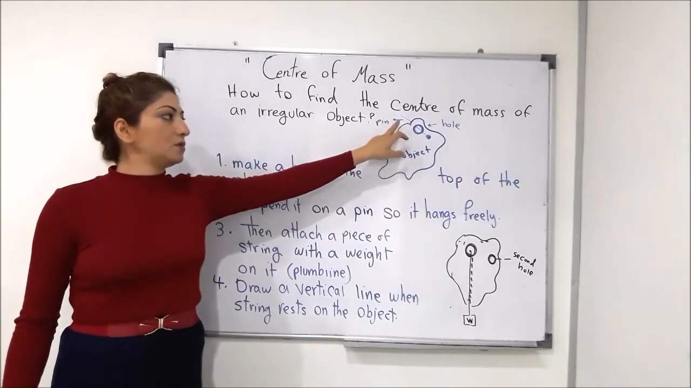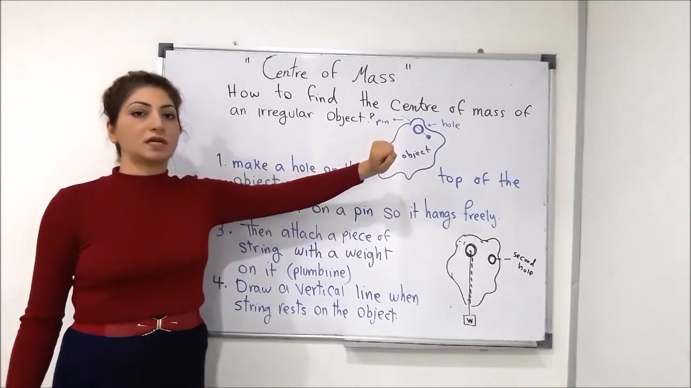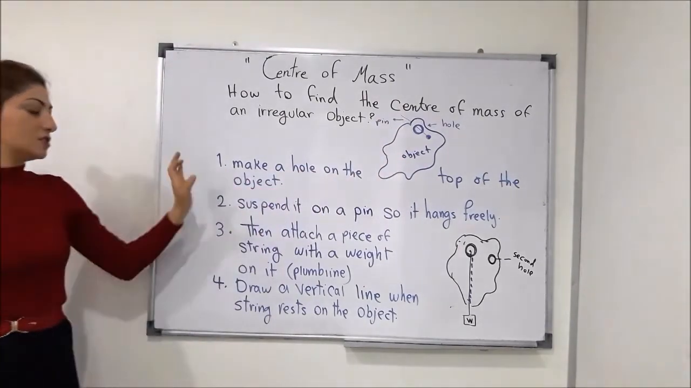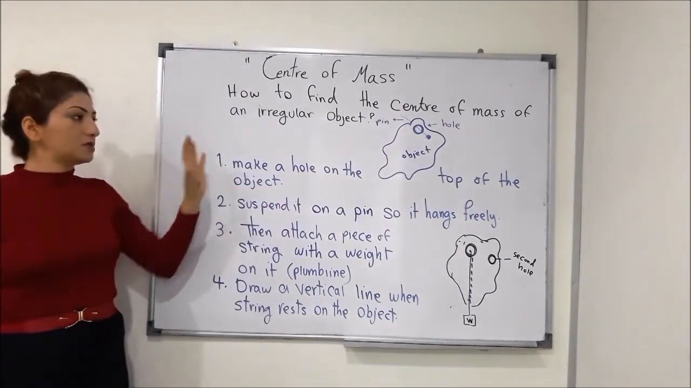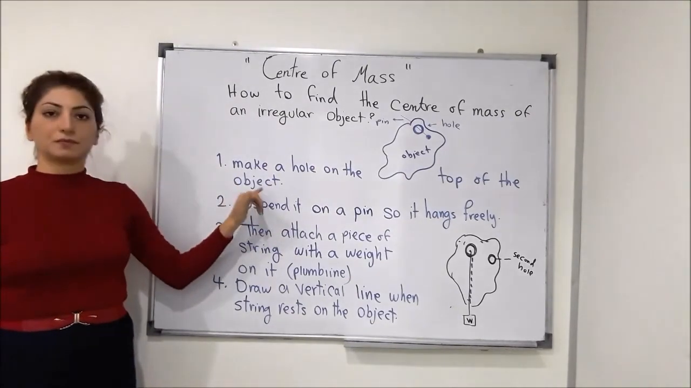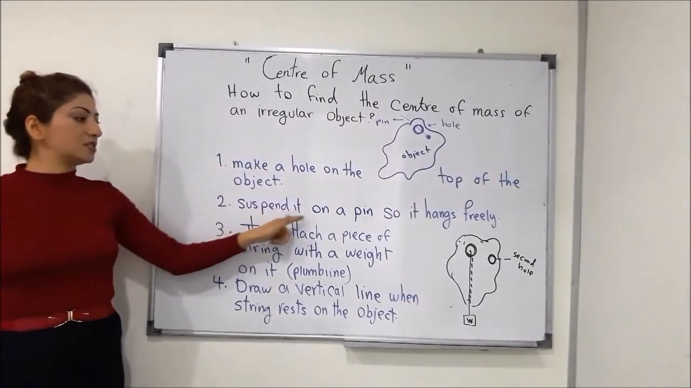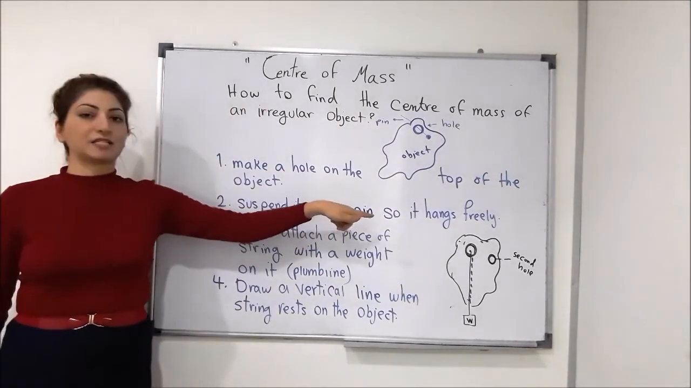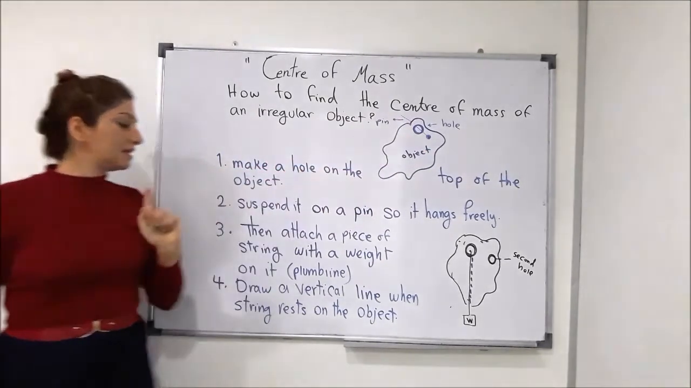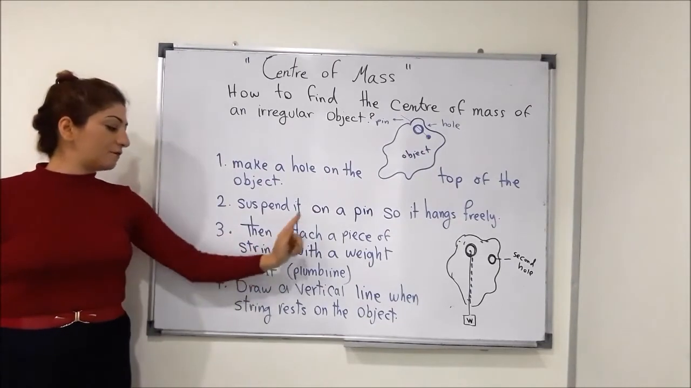So you need a pin. You have to make a hole inside one side of this object. So the first step, you take the object and make a hole on the top of the object, like this. Then suspend it on a pin so it hangs freely, like this. After that, attach a piece of string with a weight on it.